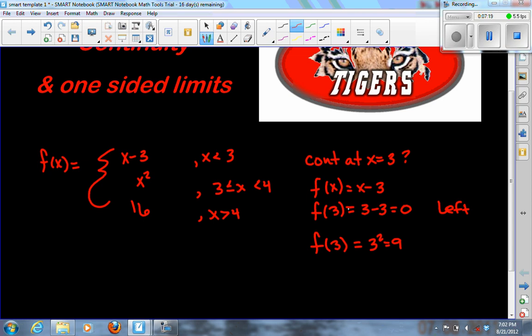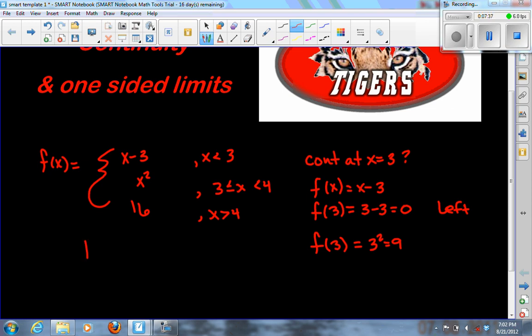And actually I shouldn't have put an equals here because this does not include 3. So this is only as you approach 3. The actual value, this is or equal to 3, so if I'm only using this function, then f of 3 is 9, not 0. And we see that there's a break here.